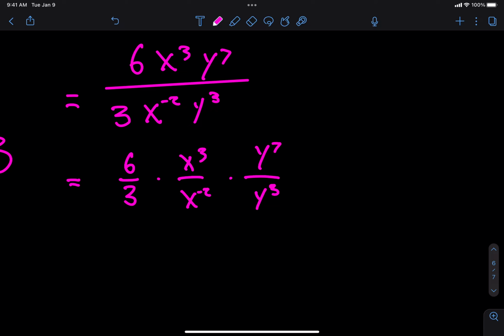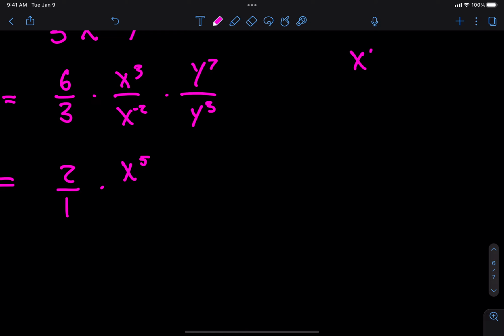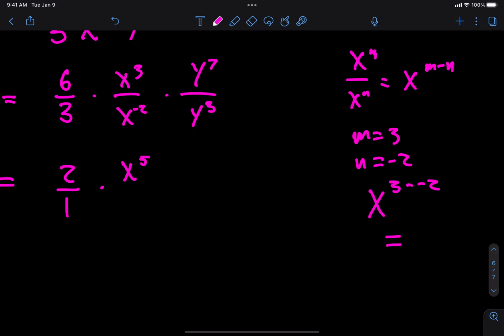Okay, so who can help me with 6 over 3? What do I get? Just 2 over 1, right? And then x cubed over x to the -2? X to the 5th in the top. Okay, someone explain what happened there. Since it's -2, you add it. Okay, you could think about it in 2 ways. You could use the rule that x to the m over x to the n is x to the m minus n, which in this case, with m equals 3 and n equals negative 2, gives x to the 3 minus negative 2, which is x to the 5th. That's one way to think about it.